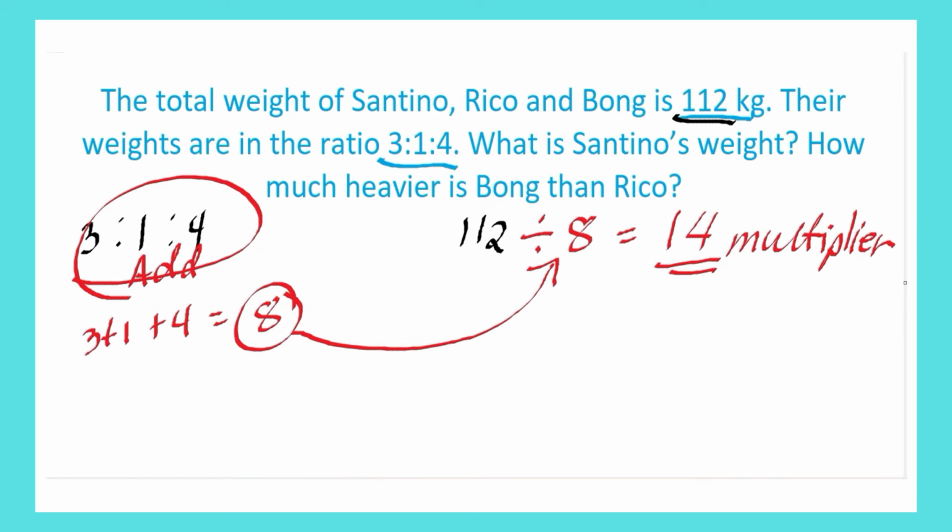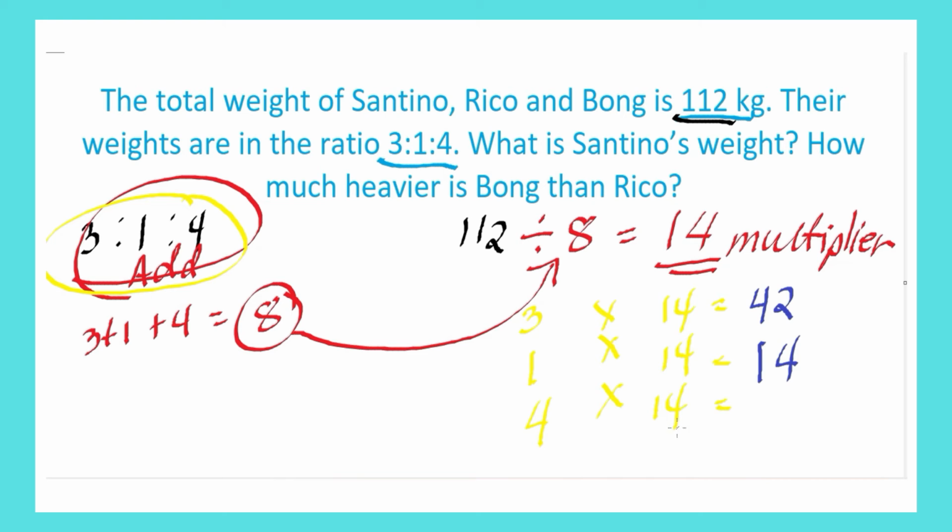All right, so we are going back to the ratio that we were given. So 3 is to 1 is to 4. We are going to write it 3, 1, and 4, and we are going to multiply that with our multiplier, which is 14, and we are going to get the product. So 3 times 14, what is the answer? We got 42. Very good. Okay, so 1 times 14, what is the answer? Of course, we got 14.